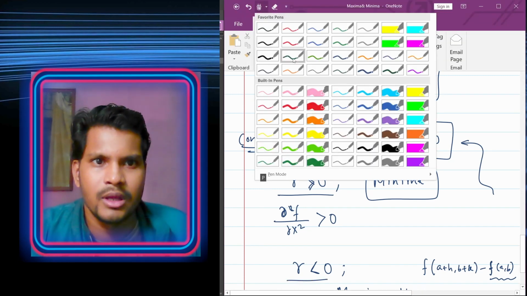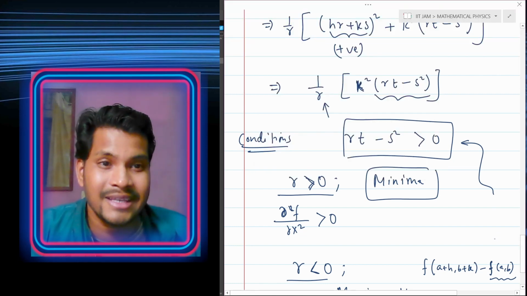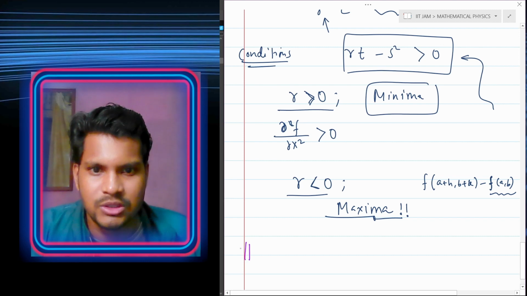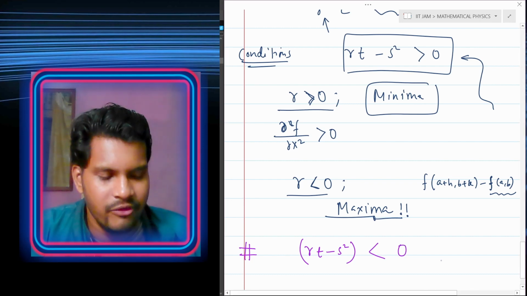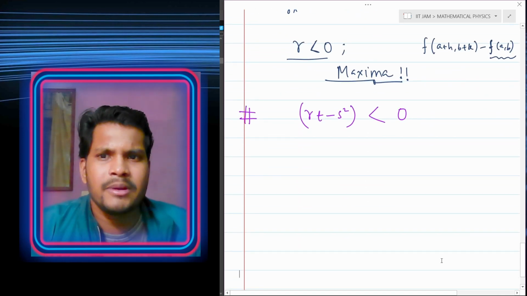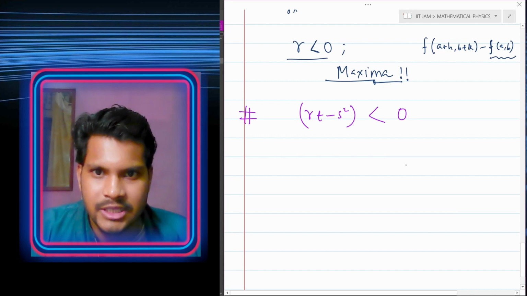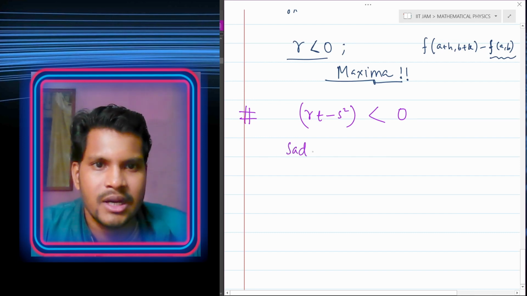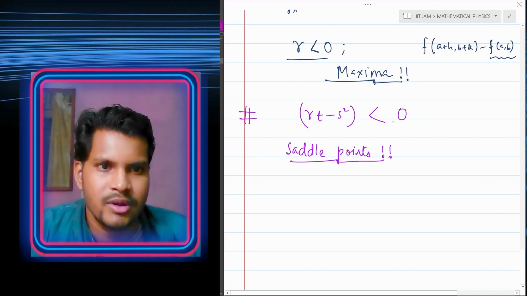Now I am going to jump on something very crucial: what if your rt minus s square is negative? Now you can do several things, but you are limited when you are trying to determine. So let us say if rt minus s square is 0, if it happens, okay, understood, then you cannot just say something about maxima or minima, you will have some kind of saddle point. Now you don't care about the sign of r and so on, I don't care about it, just rt minus s square is negative and it is 0.